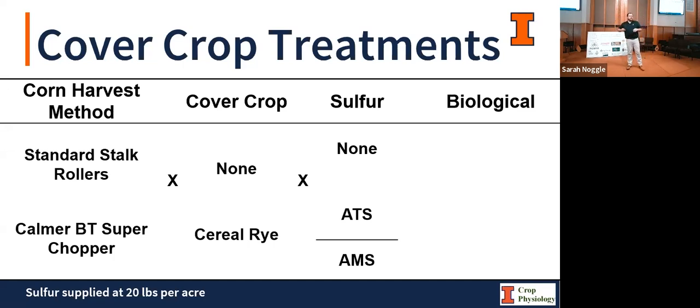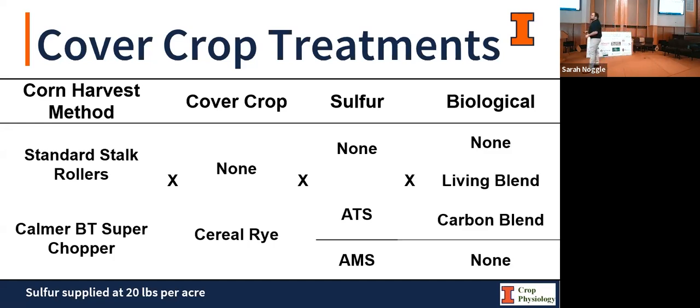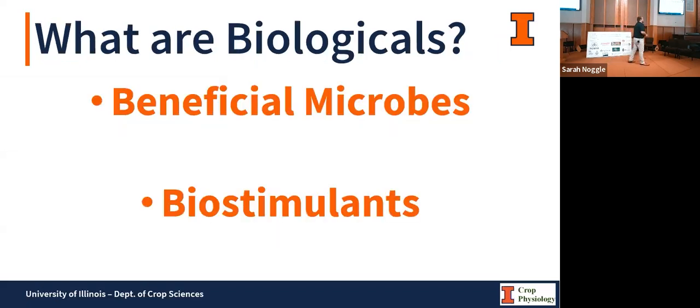We're using a 12-0-0-26. We're doing 20 pounds of sulfur, that's 7 gallons for those that are looking at ATS. Back to the C to N ratios, and then we are looking at different biologicals because that's where a lot of the market's going. And so what are biologicals?